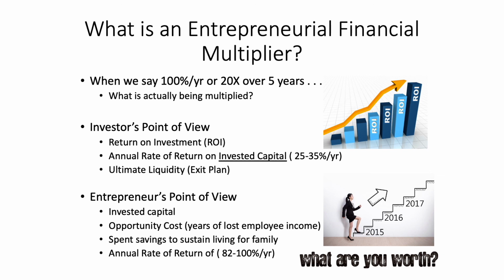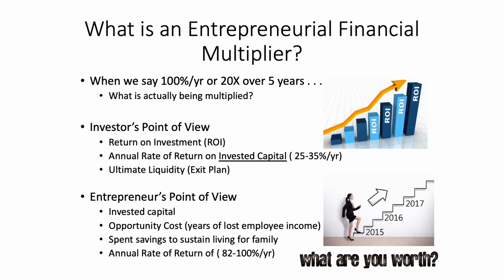So this is actually what's being multiplied. And we should be able to show without any doubt how that's going to work when we start our business and what that multiplier is going to be. Now, if we come up with a multiplier that is significantly lower than these amounts, then we probably don't have a good enough business model. We probably don't have an innovation that can be commercialized well enough to create the financial multiplier that's needed to make it worth our while.